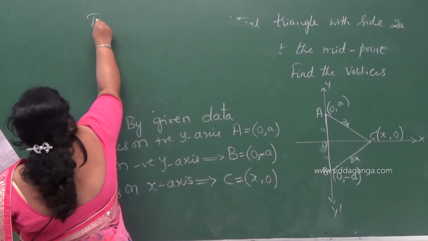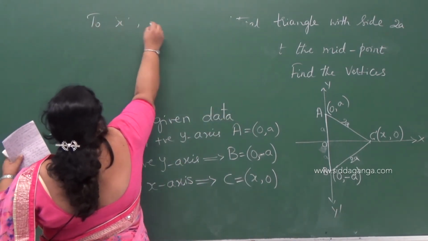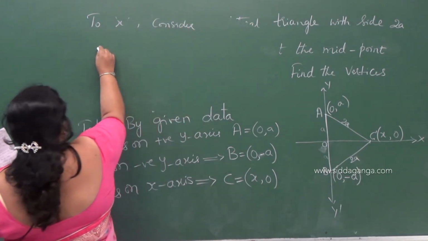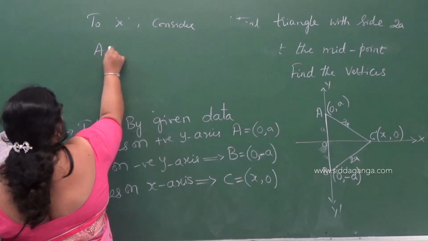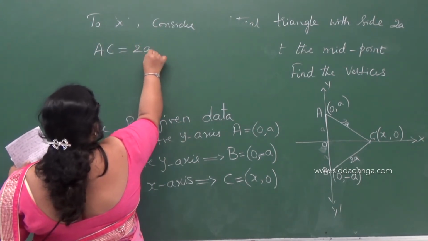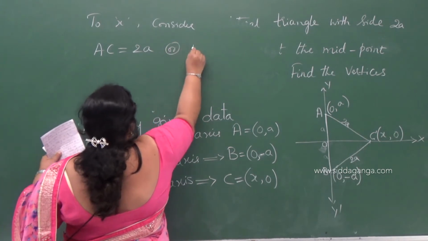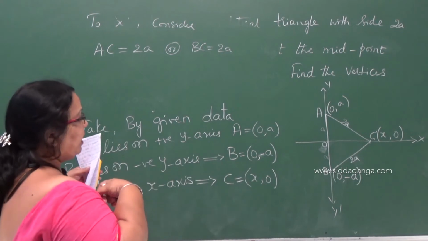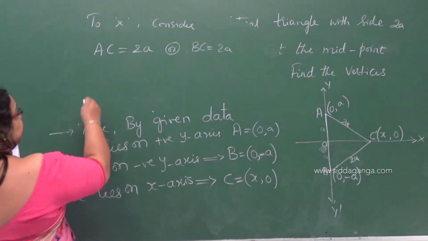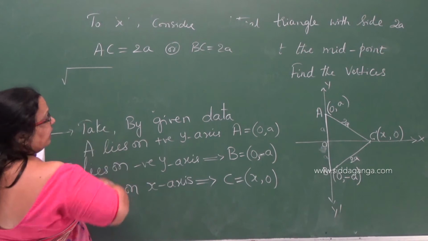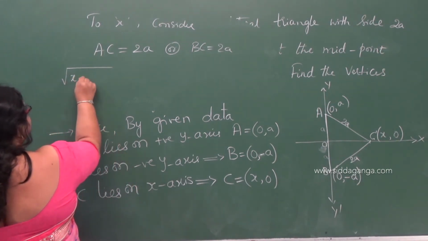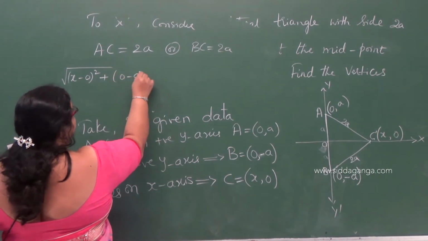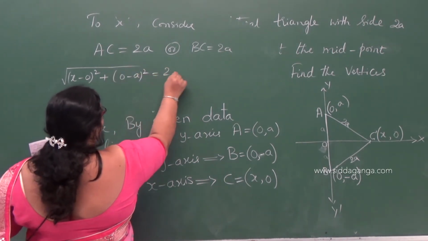To find x, we have to consider the condition that AC distance is equal to 2a, or we can take BC distance equal to 2a. Applying the distance between A and C, that is root of (x minus 0) whole square plus (0 minus a) whole square equal to 2a.